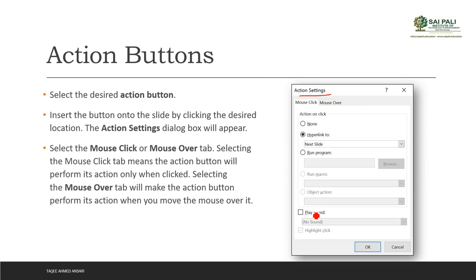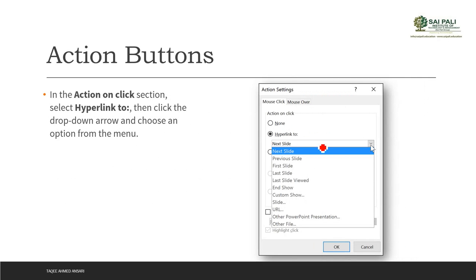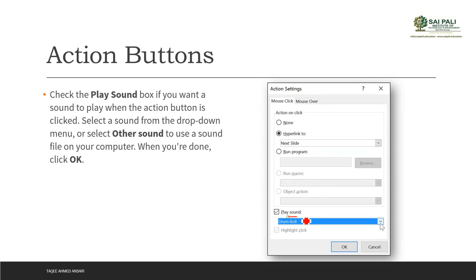Now here you can choose what you want to do, like whether you want to start by clicking it or just hovering your mouse over it, and what you want to do. So you can select the hyperlink. These are the actions it can do. It can go to the next slide, previous slide, first slide, last slide, last slide viewed, end show, custom show, URL. It can also go to another presentation or other file. And then you can also add sound. You can click the sound and select the sound which you want.